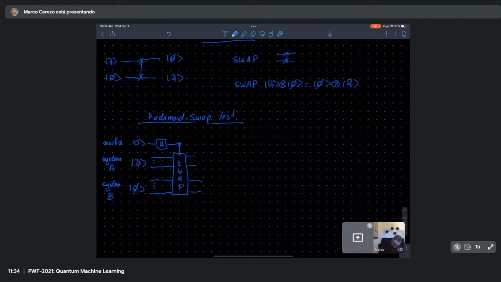It swaps psi and phi. I'm going to take this here, H, and I'm going to measure the qubit. And I want to try to get the probability of the ancilla being in 0. So we can try to work out the math.